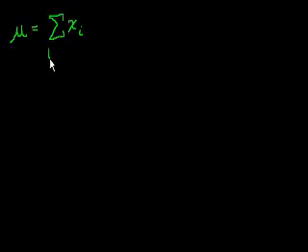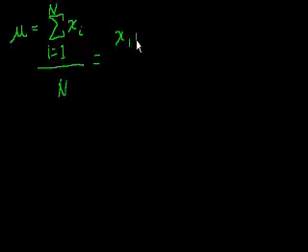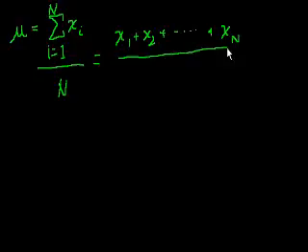And you start with the first data point, so i is equal to 1. You start with the first data point, and you take the sum all the way to the nth data point, where we have a big capital N, where N is the total number of elements in the population, and then you divide that by N. So that's another way of writing x sub 1 plus x sub 2 plus, and you just keep adding, however many there are, x sub N, and then you divide that by N.